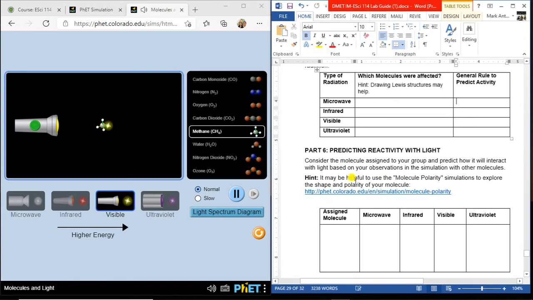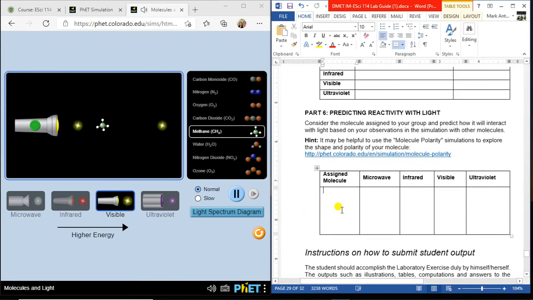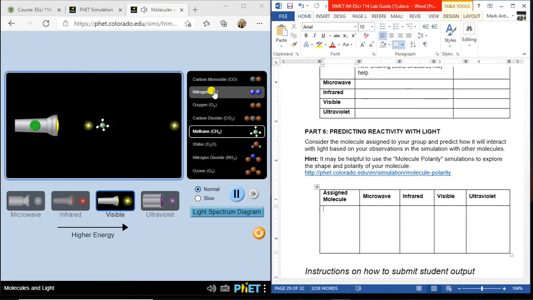Okay, for part 6, predicting reactivity with light. Consider the molecule assigned to your group and predict how it will interact with light. So here you group. You can choose either of these 7 molecules. Just choose one molecule, then identify its reactivity with light, like in the microwave, infrared, visible, and UV.